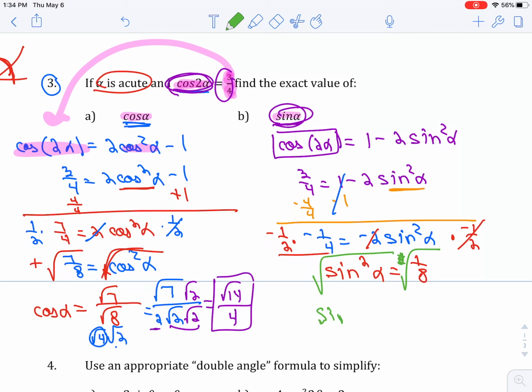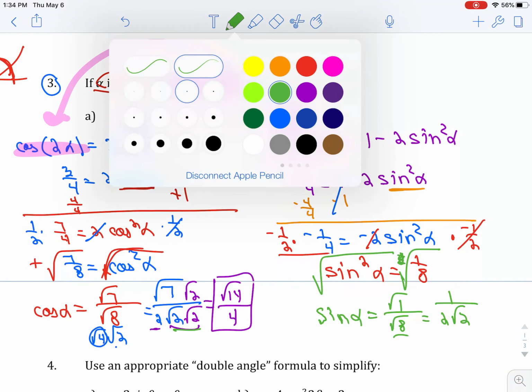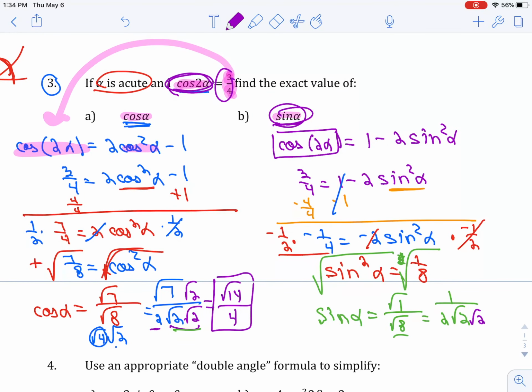And so we end up with sine alpha is equal to, now it's the square root of 1/8, but that's the square root of 1 over the square root of 8, which becomes 1 over 2 times the square root of 2, just like it did over here. And then I'm going to rationalize the denominator by multiplying by the square root of 2, and so I end up with the square root of 2 over 4. That's what that should end up to be. And that's the final answer for that one.